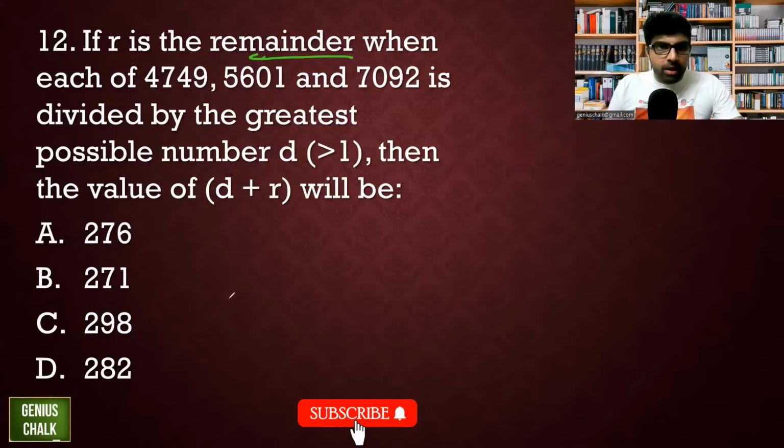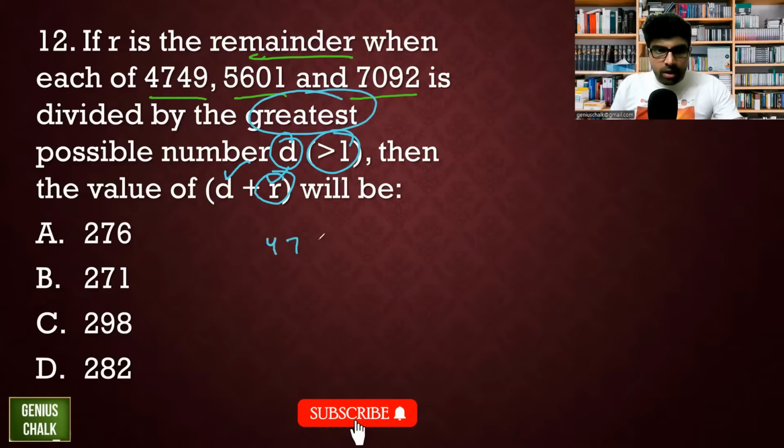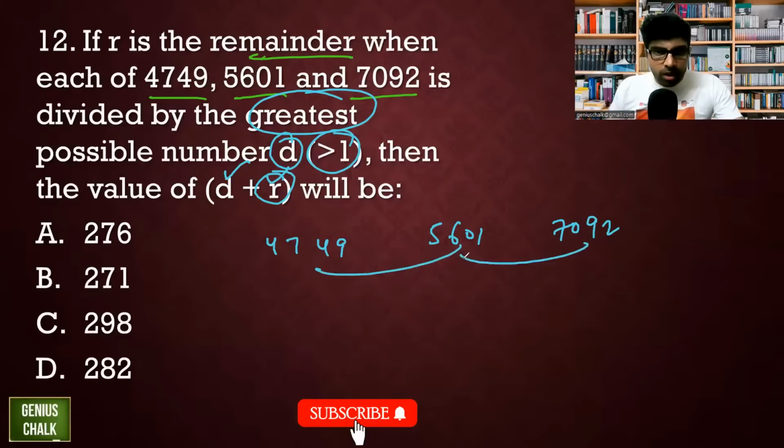If R is the remainder, when each of 4749, 5601 and 7092 is divided by the greatest possible number D, whose value is greater than 1, then find the value of D plus the remainder also. So basically, the greatest number possible is the HCF. So first, let's find the HCF of all of these. And we know the shortcut. HCF is always, for bigger numbers, the difference or the difference of their factors.